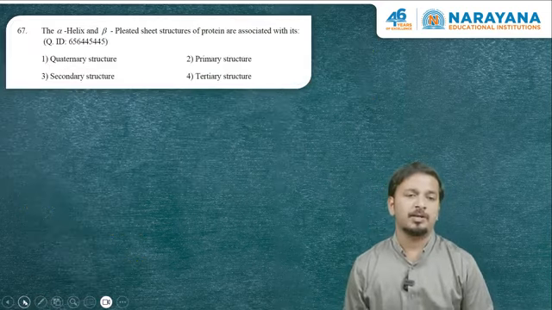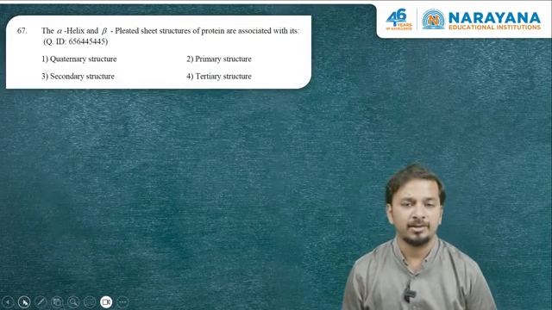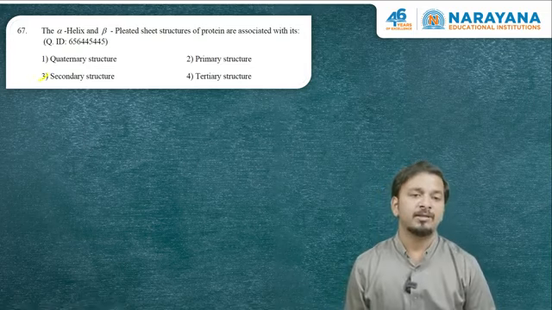Moving to next question. The alpha helix and beta pleated sheet structure of protein are associated with, it is again a factual question. It is associated with the secondary structure.